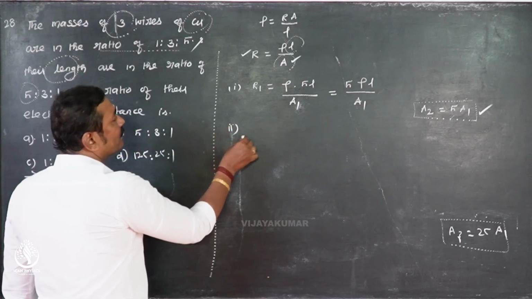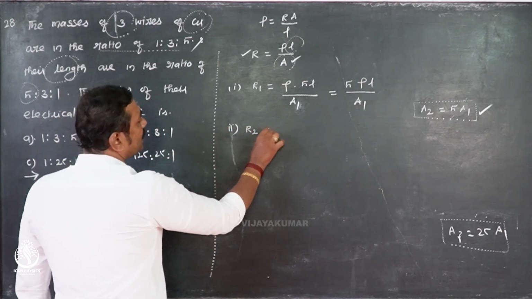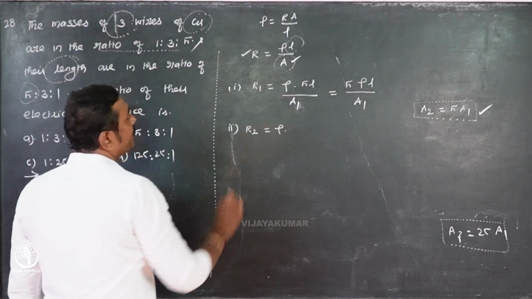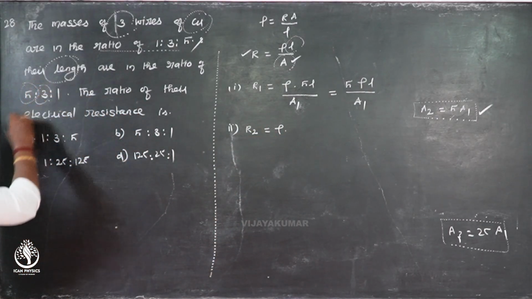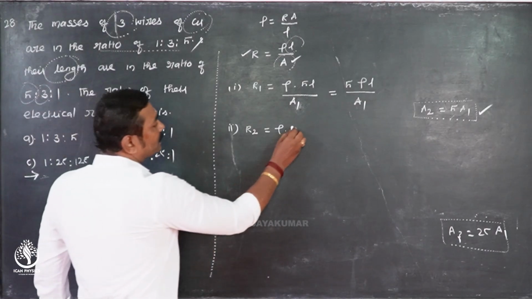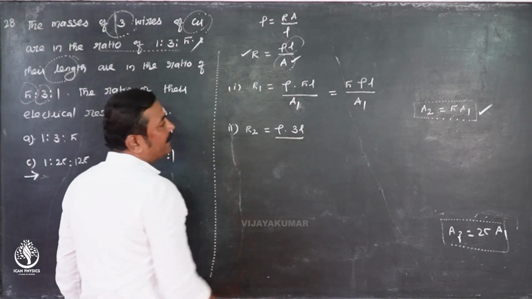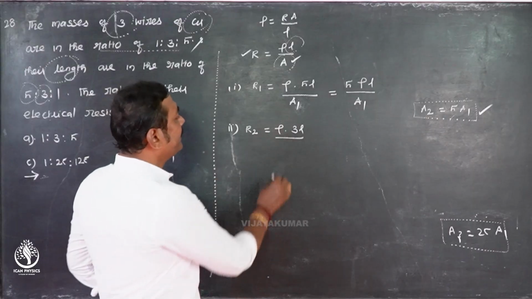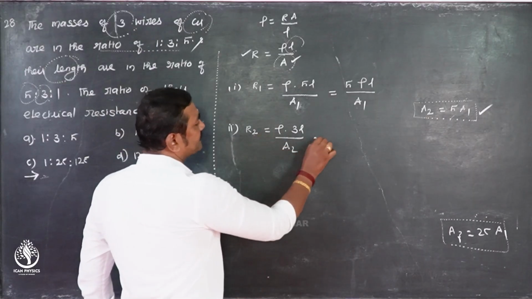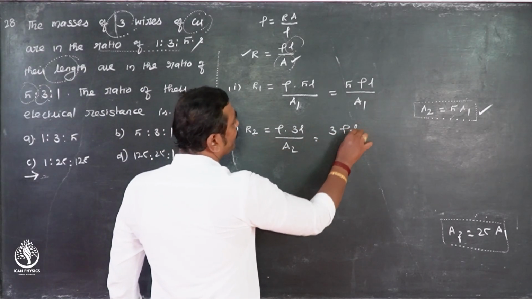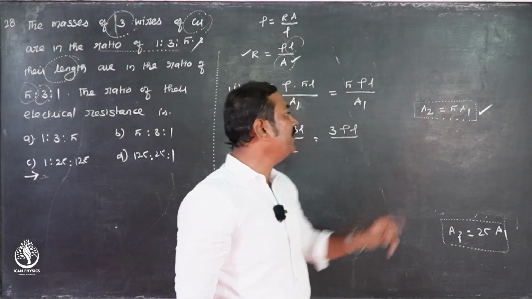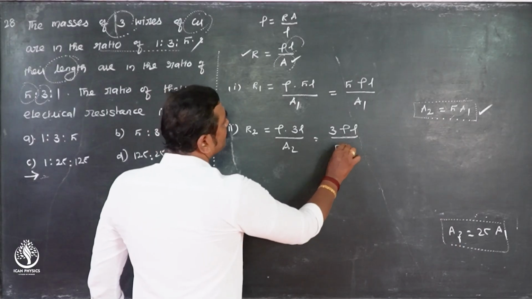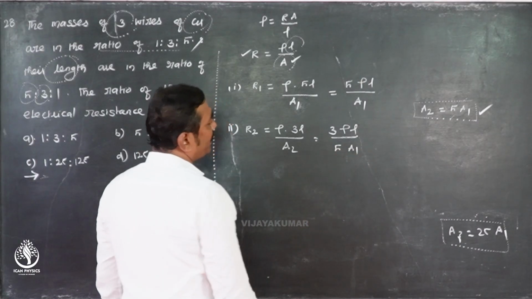Now we can go to the second case. Resistance R2 equal to rho into L. For the second case, the length is 3, so 3 times of L divided by A2 for the second case. So 3 times of rho L divided by A2. What is the value of A2? 5 A1. So 5 times of A1.